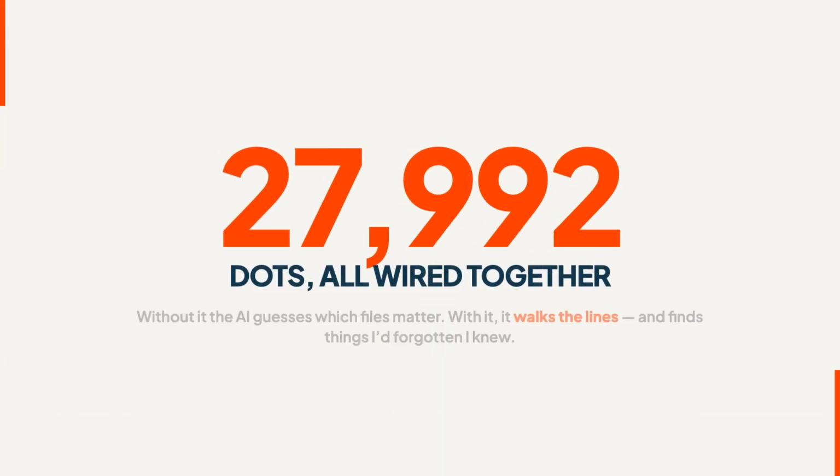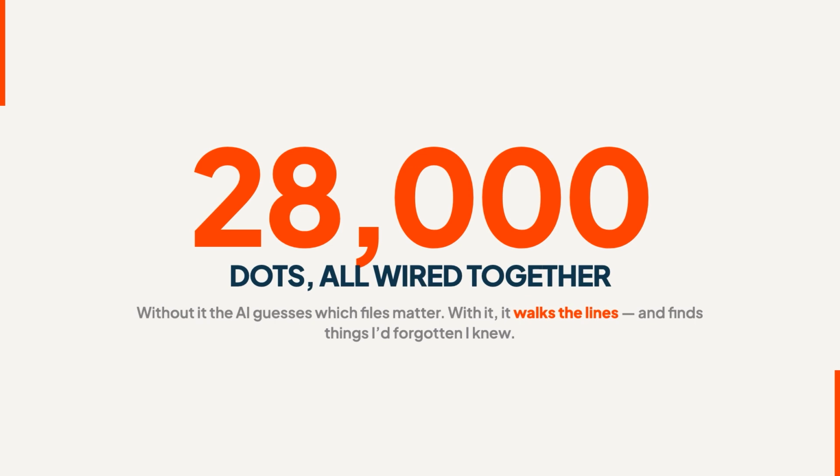Here's why I built one. I have 28,000 dots all wired together. Without it, when I ask a question, the AI guesses which files are relevant and goes reading. With it, it walks the lines. It already knows this client connects to that project, connects to the lesson I wrote down 8 months ago. So I stopped searching for files and started asking questions. What connects this campaign to what I learned from last year? Faster, cheaper, and it finds things I'd forgotten I knew.